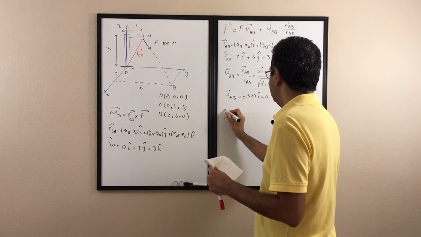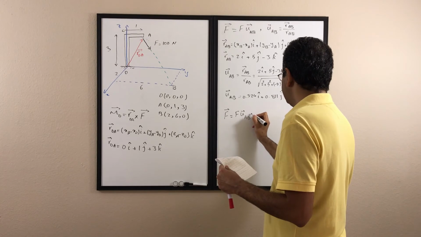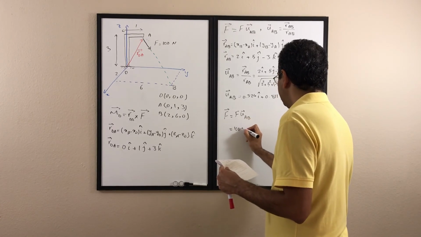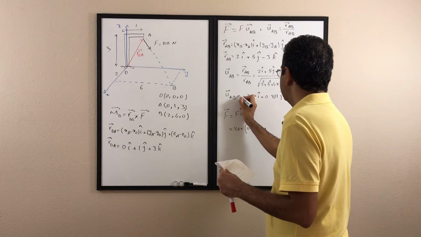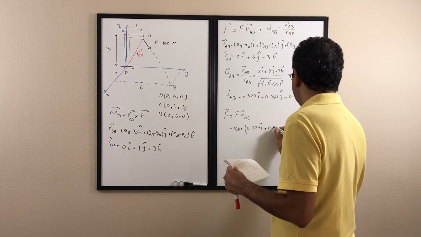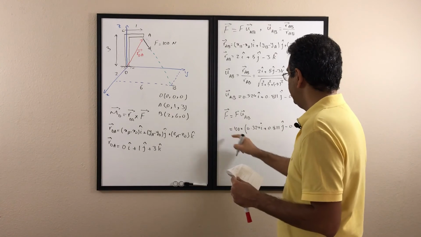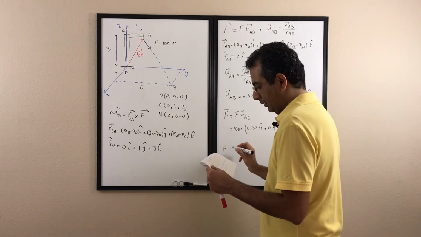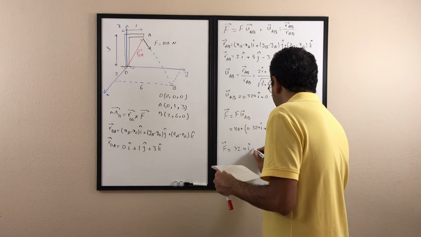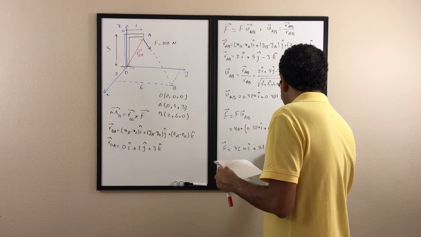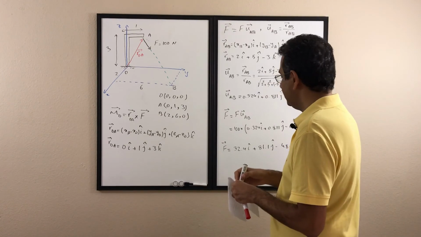So F is its magnitude times its unit vector along AB. Its magnitude is 100, times 0.324I plus 0.811J minus 0.486K. So eventually F is going to be 32.4I plus 81.1J minus 48.6K.